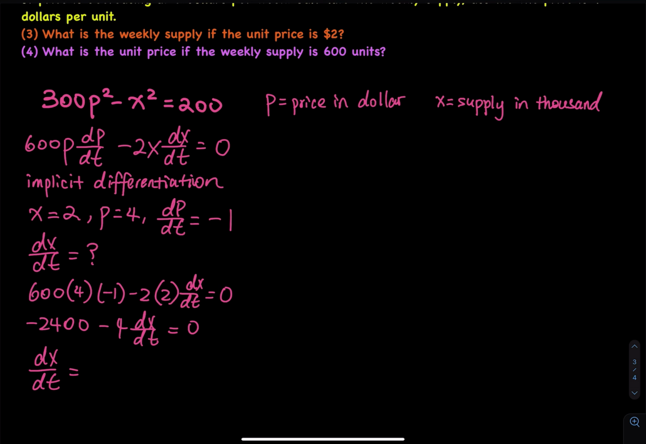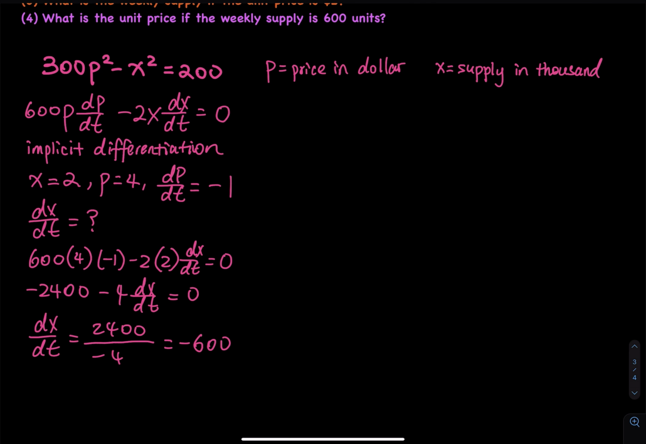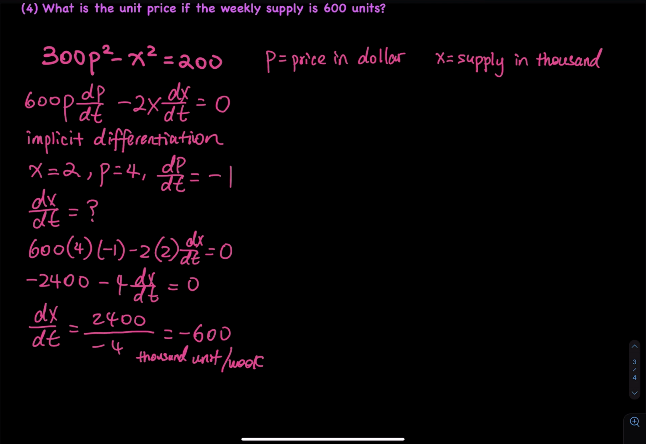So we add 2,400 on both sides, and then we divide both sides by negative 4. So we have 2,400 divided by 4, which equals 6, so dx/dt is negative 600. And then what's the unit? dx/dt is the supply in thousands, so this is in thousand units, so 1,000 units per week. If you want to get rid of the 1,000, you take the negative 600 and multiply by 1,000. So that is negative 600 thousand units per week.